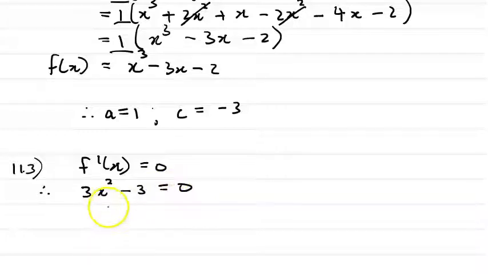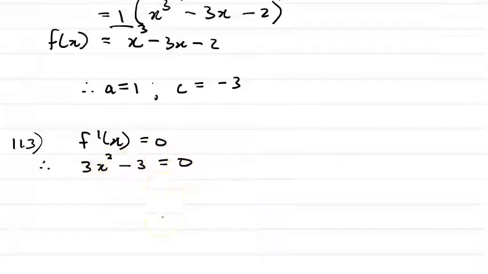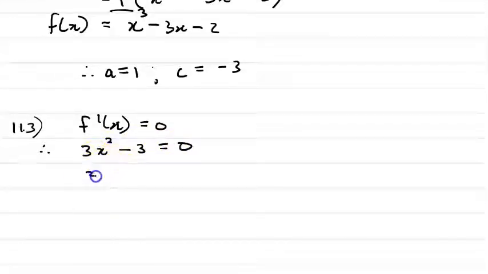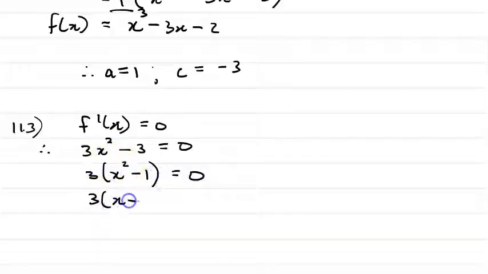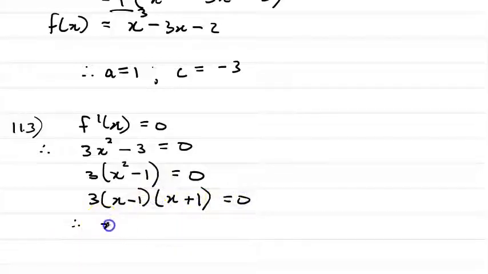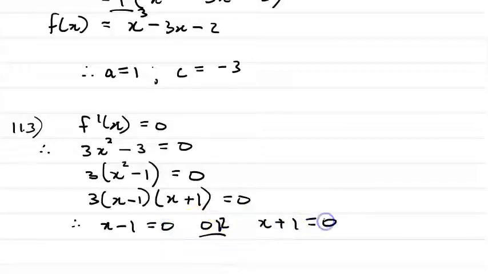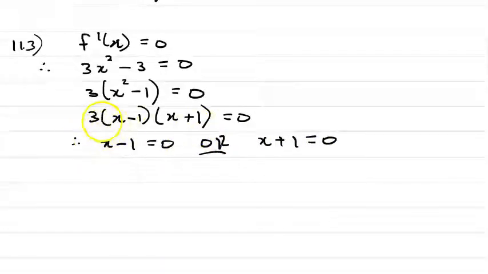Now we're going to solve for x. So as you can see here, 3x squared minus 3 equals 0. We take out 3 as a common factor, we'll be left with 3 into x squared minus 1 equals 0. 3 into x minus 1, x plus 1 equals 0. Therefore, x minus 1 equals 0 or x plus 1 equals 0. Remember, if you divide by 3, this 3 will just cancel out, right? Or 0 divided by 3 is 0.